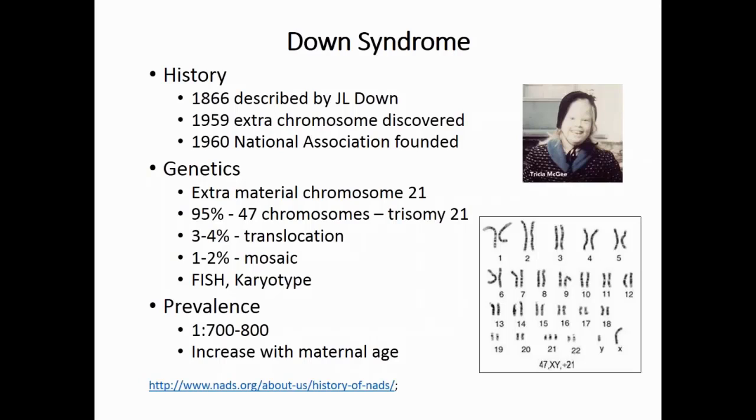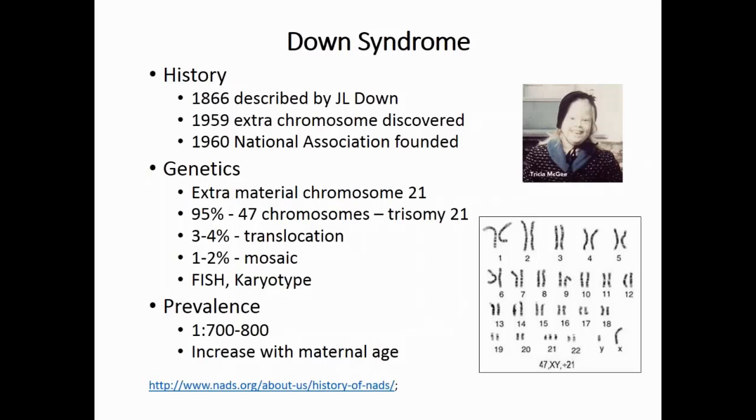The material is attached to another chromosome, often to 14 or 21. And so these individuals have 2 normal chromosome 21s and extra 21 material. 1 to 2% of individuals have mosaicism, and this is where there is an extra chromosome in some cells, but a normal number in others. Individuals with mosaicism may be more mildly affected.